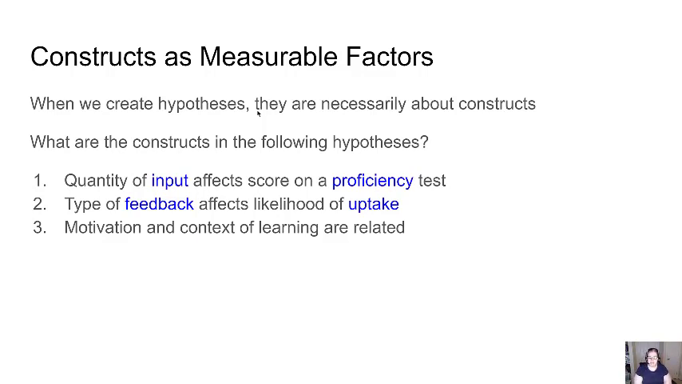Similarly, glance at number 3. Okay, constructs. In this case, it's motivation. Do I have it? Do I have a lot of it? What type do I have? Construct. And context. Context A, context B, context C. Measurable. Ergo, it is a construct.